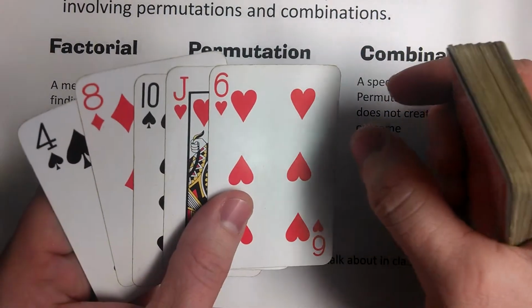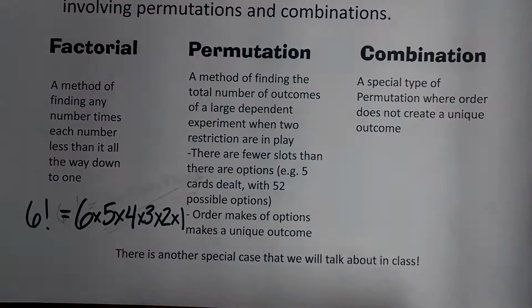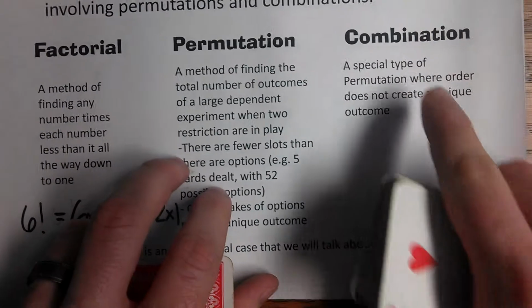So I kind of want to what we call truncate my factorial. That's what permutations allow us to do. There's also another special case that we'll talk about in class that has to deal with repeats.